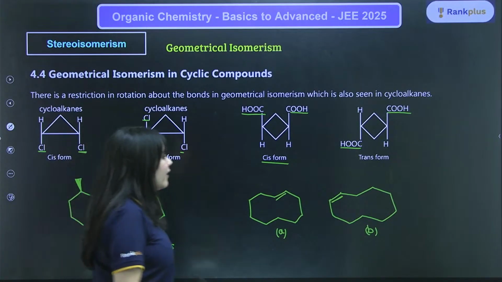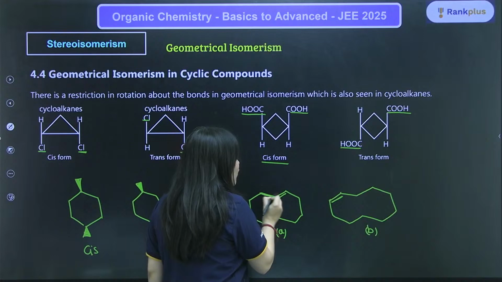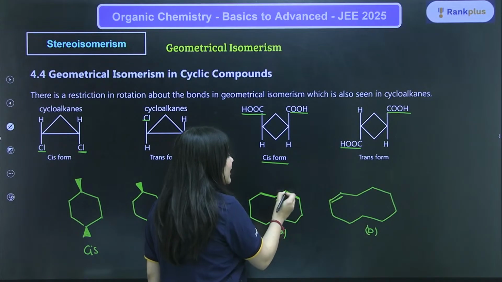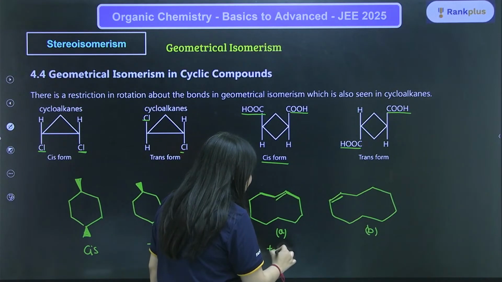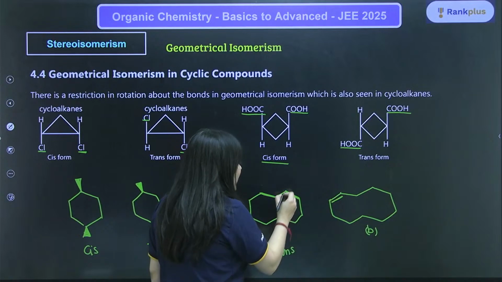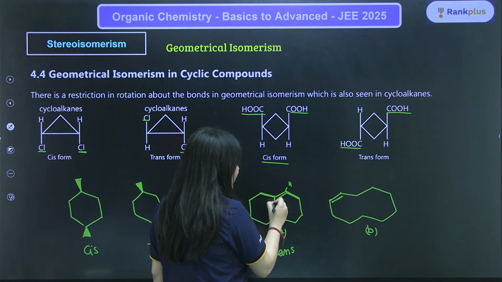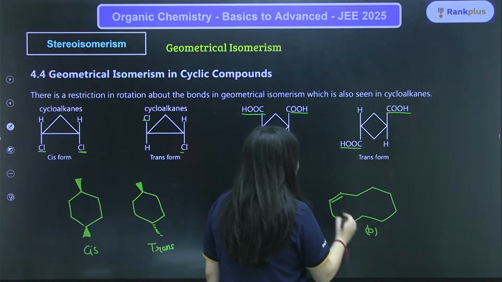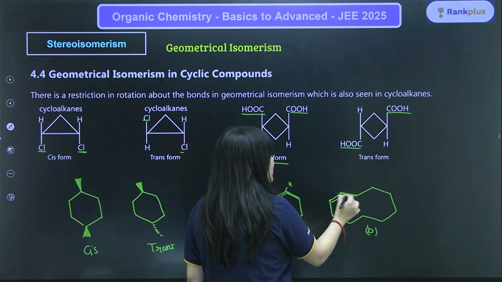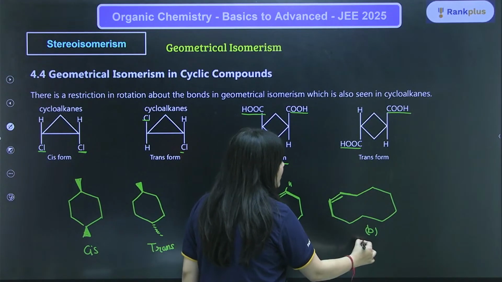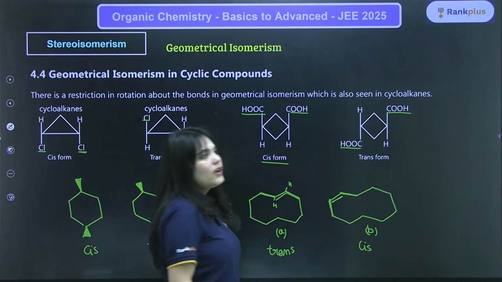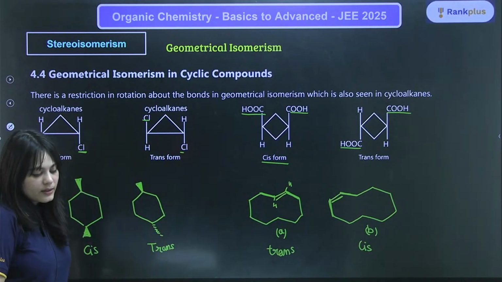So can you see here? The similar CH3 groups are actually at the opposite ends of the double bond. So this is actually the trans form. So here one hydrogen will be here, the other hydrogen will be here. And if you look over here, both the CH3 are on the same side of the double bond. So this is actually the cis form. So we already did something similar to this.